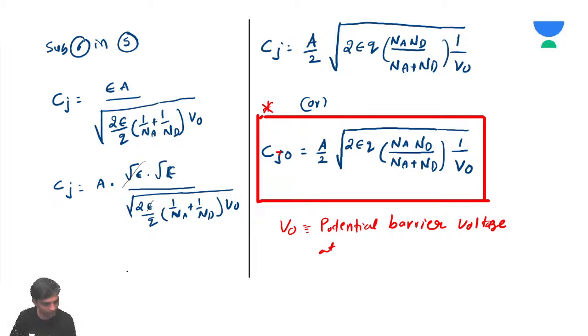Now tell me, is that your doubt, Balaji? Cj naught is going to be A by 2 into square root of 2 epsilon q into Na Nd by Na plus Nd into 1 by V naught. Is that what you mean by Cj naught? Okay.